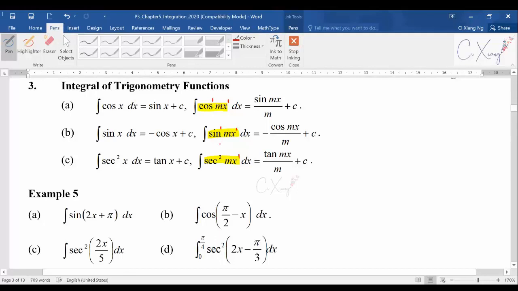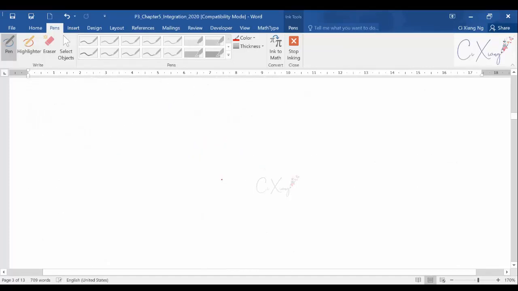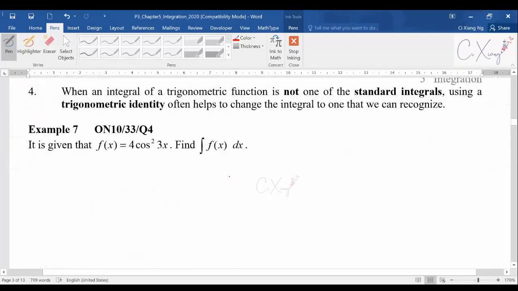If you have some other power, like sine square, or other functions like tangent, we will have other methods to do the integration. We are going to learn it slowly from video to video. Different patterns of trigo have different methods to solve for the integration, besides these three basic ones. Okay, so let's continue to the next part that we are going to cover today.